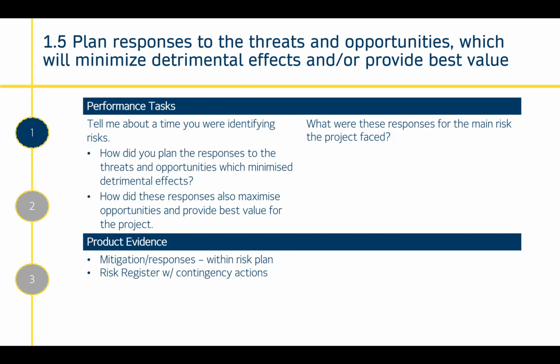that you're putting together. 1.5 is plan responses to threats and opportunities which will minimise detrimental effects and or provide best value. So 1.5 could probably be tied into some sort of holistic evidence which covers this outcome as a whole quite easily. So planning responses, you've identified your risks, you've prioritised them using various methods, and now you're going to plan responses to those threats and opportunities. So should those threats or should those opportunities arise, what do you do to either maximise the opportunity or minimise the threat? So what's your contingency?